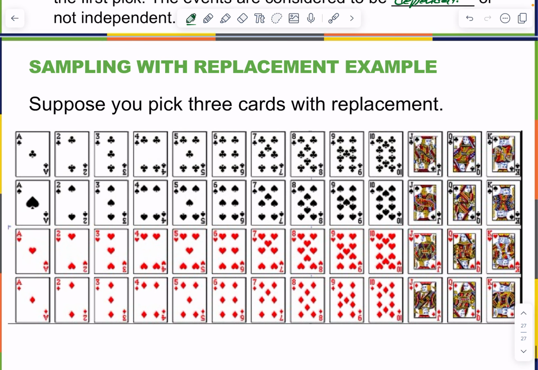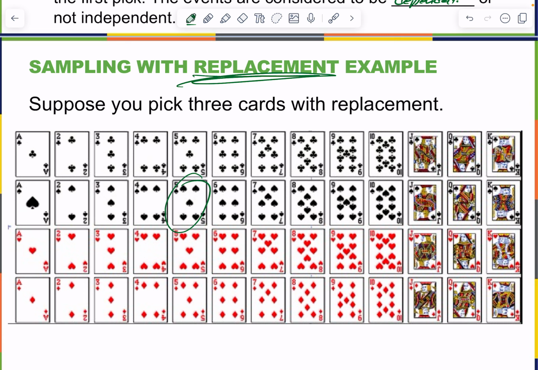Let's take this little example. Suppose you are sampling with replacement. That means I pull a card randomly. I get a 5 of spades, and then I put that back in and draw again, and I might draw that again. That's with replacement. The probability of each draw was 1 out of 52, because there were 52 possible cards.